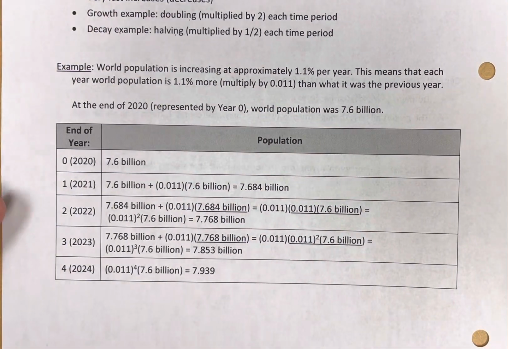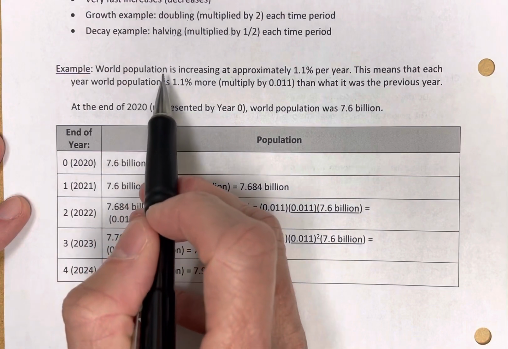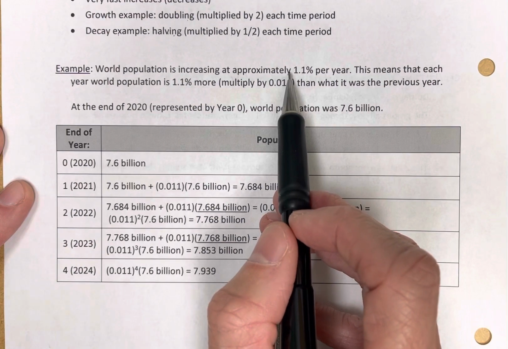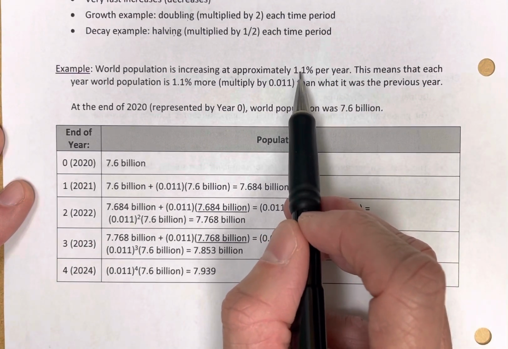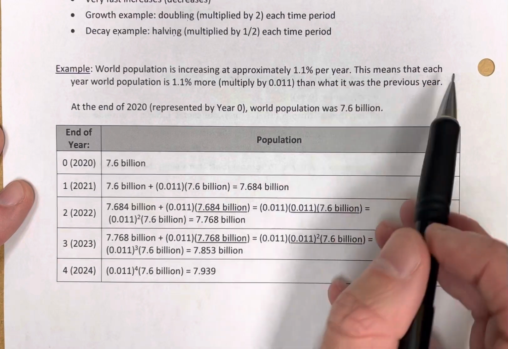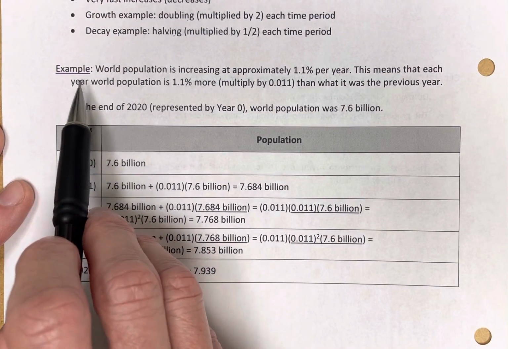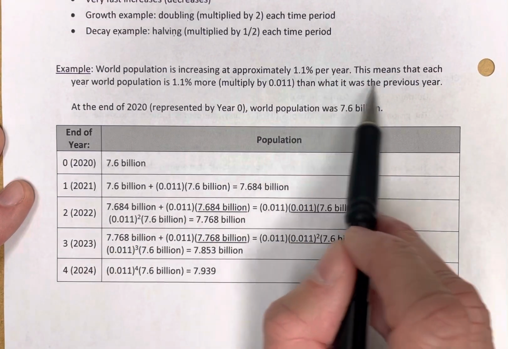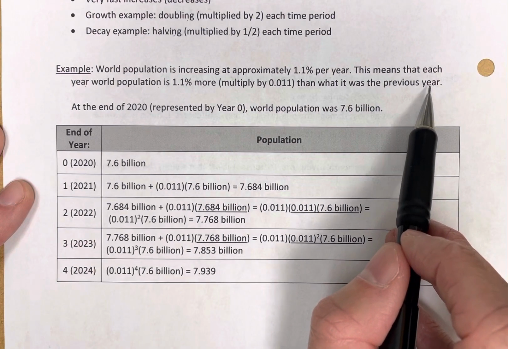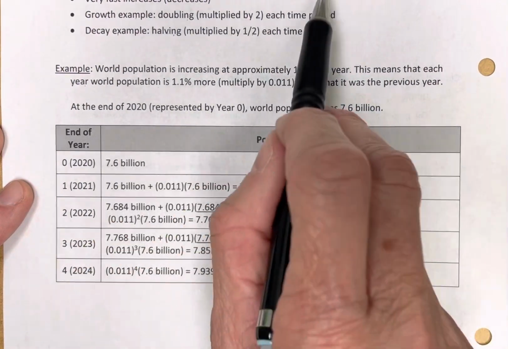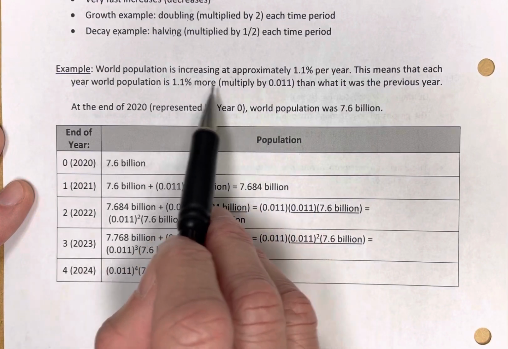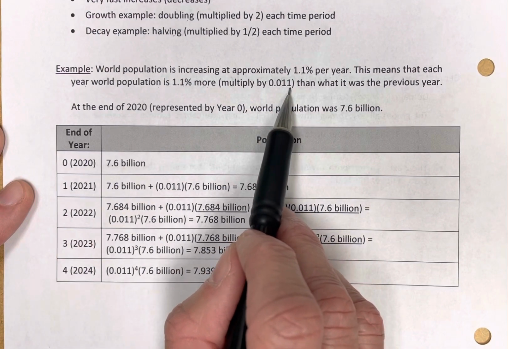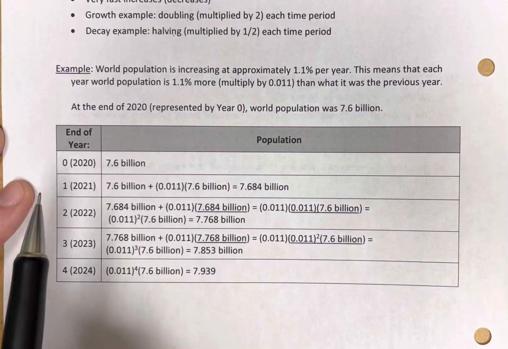As we know, our world population is increasing. And it's increasing, from a source that I got, at approximately 1.1% per year. What this means is each year the world population is 1.1% more than what it was the previous year. So as the previous year gets higher and higher, the 1.1% more, which means multiplied by 0.011, increases it faster and faster.